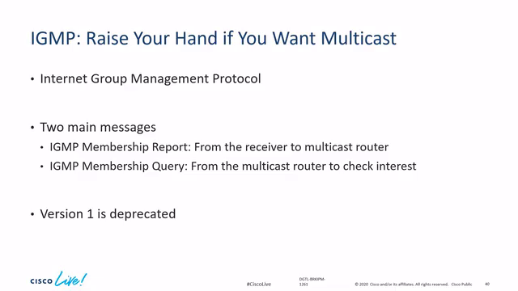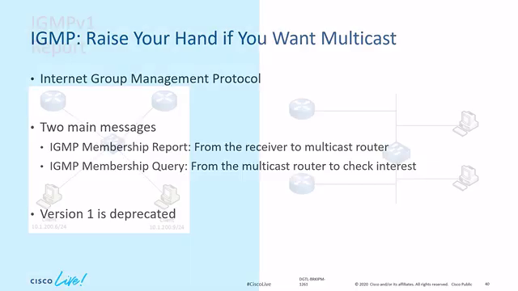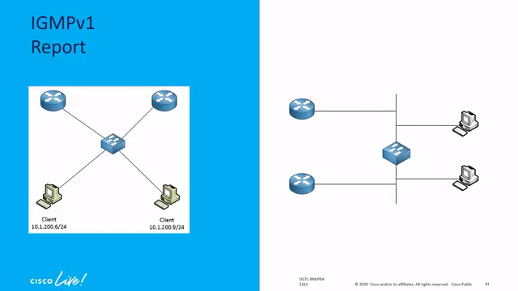But I know that in the IoT world, especially in manufacturing and stuff like that, there might still be some very old gear out there that just doesn't support version 2, version 3. But you'll see why we generally don't recommend version 1 and why it's not the default anymore here in a minute. So let's look at how the report works in IGMP version 1.